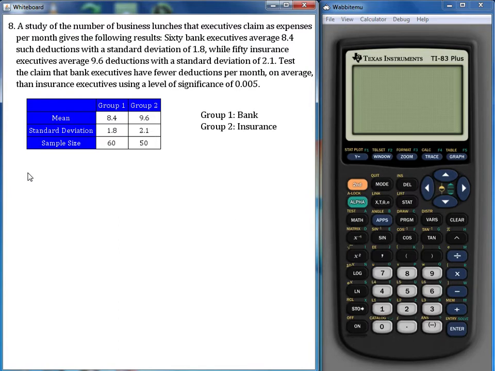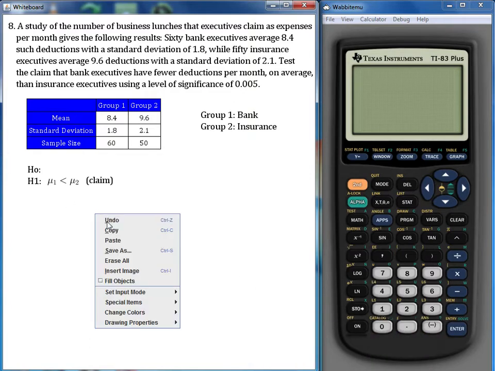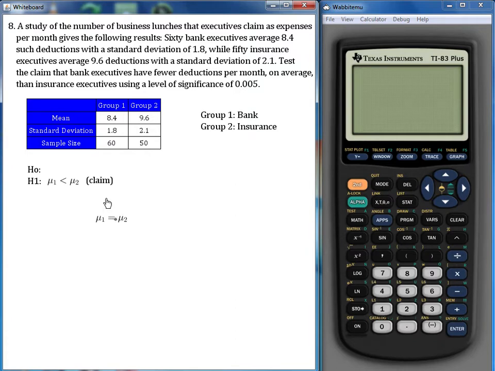So I need to fill in my null hypothesis and my alternative hypothesis. So let's put that in. Here is my alternative hypothesis, since it has a less than symbol in it and it's not an equal sign. The only one that ever goes in the null is the equals. So this is my original claim. So the null is going to be that mu1 is equal to mu2. Now, the next thing I need to do is come up with a p-value.